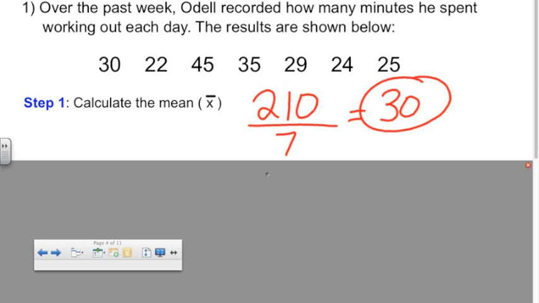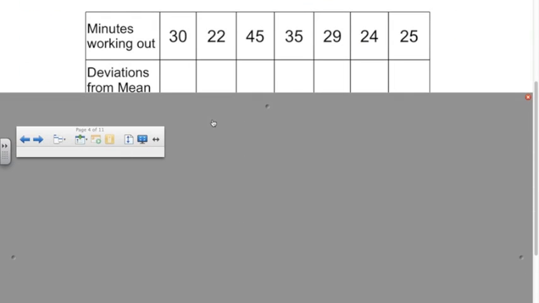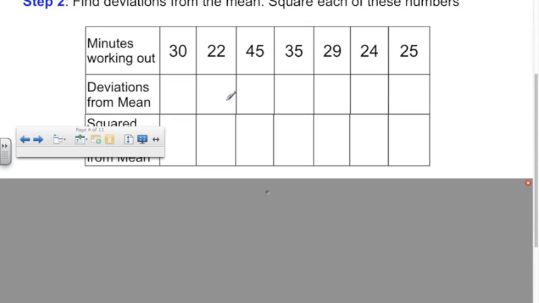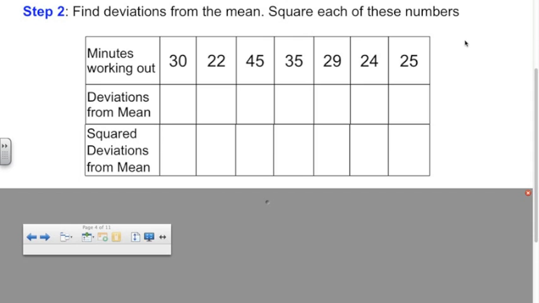Whenever we figure out standard deviation, just remember too to write these blue notes down, the steps as we go along. The first step is to figure out the mean. Then, just like we did in the warm-up and just like we did in the previous lesson, we're going to be filling out a table with a little extra step involved. Okay, we're going to fill out the deviations from the mean.